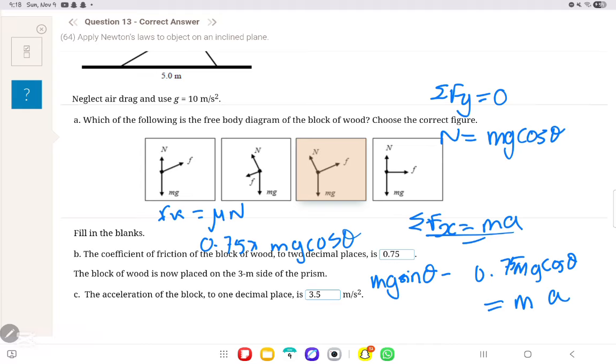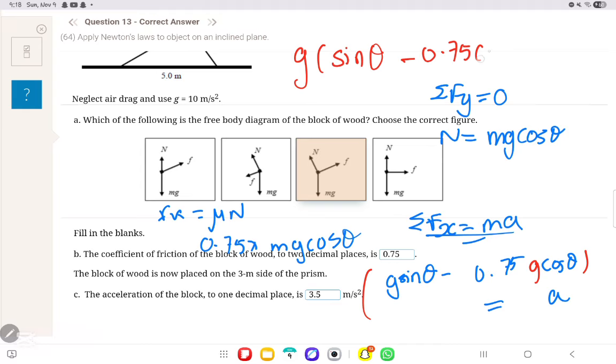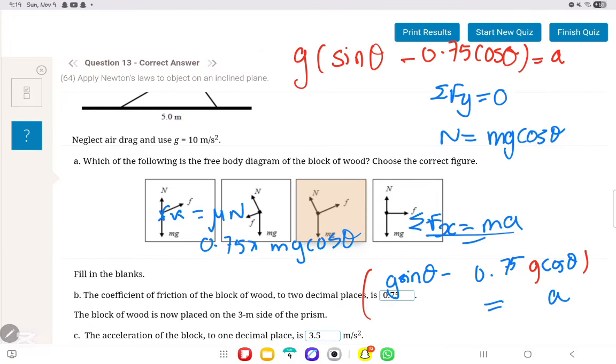Now, if you take out the mass, you can cancel the mass and the mass. So bye-bye mass, there's no more mass. We're left with this equation. So acceleration is g sine theta, and you can take out the g as well: g sine theta minus 0.75 cosine theta equals a. Now, theta changes position. So just remember this equation: g sine theta minus 0.75 cosine theta equals a.